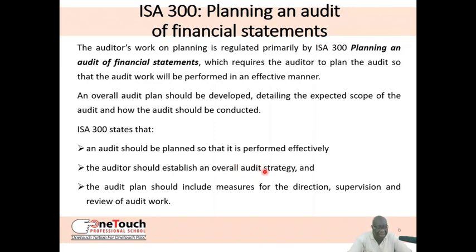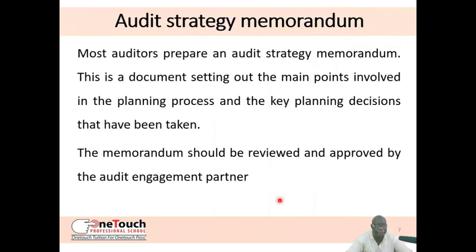Then the audit plan should include measures for direction. That means within the plan, there should be measures for direction, supervision, and review of audit work. That means the plan should cover what? Direction of the audits, supervision of the audits, and review of the audit work.